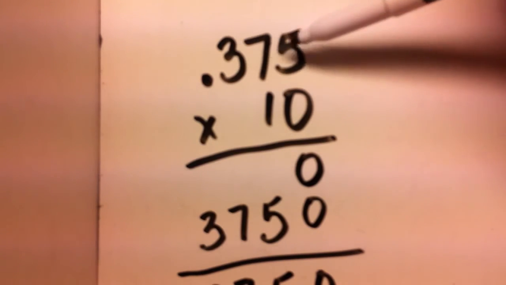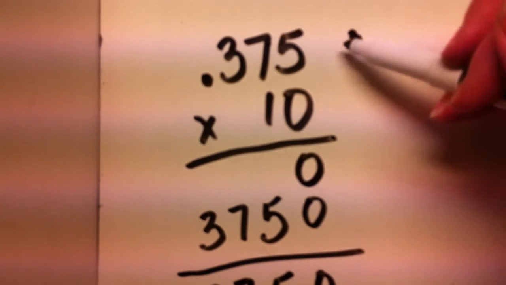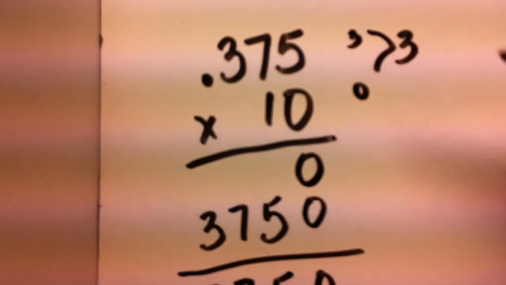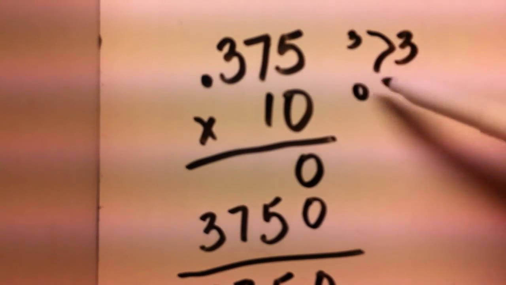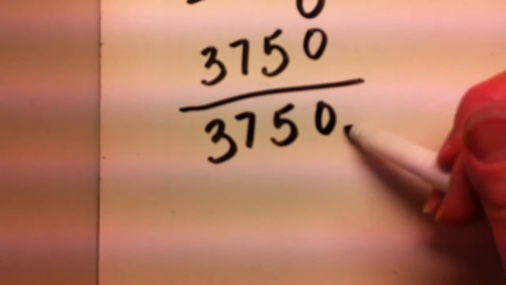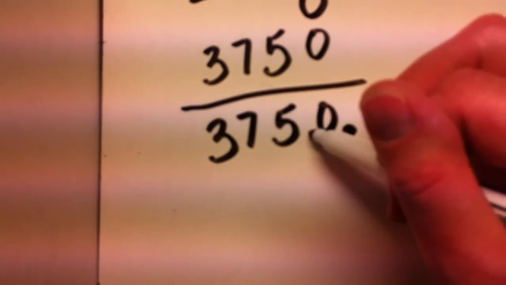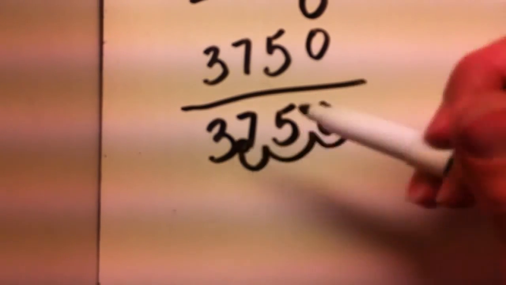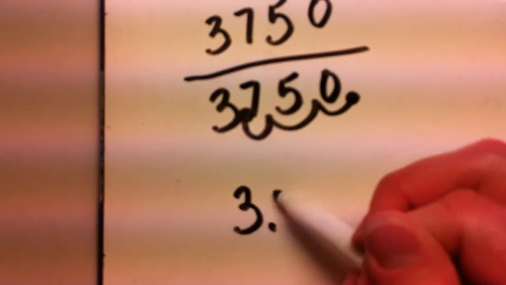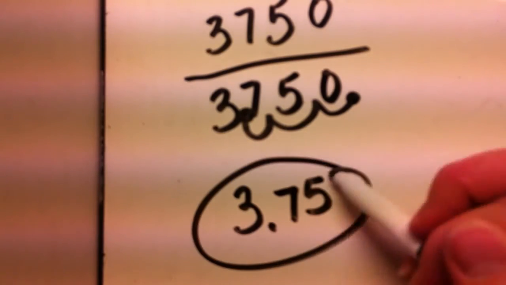There's 1, 2, 3 numbers behind the decimal here, 0 here, that's a total of 3. By the way, you don't have to write this stuff. I'm just writing it out for you so you can see it. So decimal point, move it 1, 2, 3 spaces. I get 3 and 75 hundredths. And that's my answer.